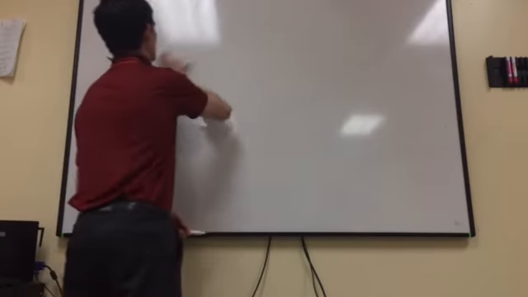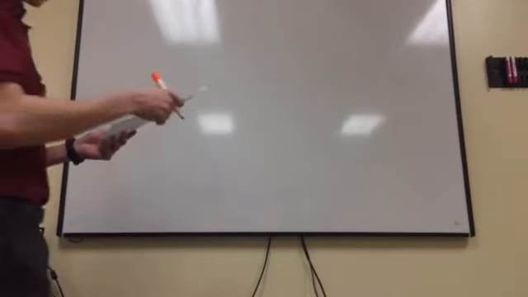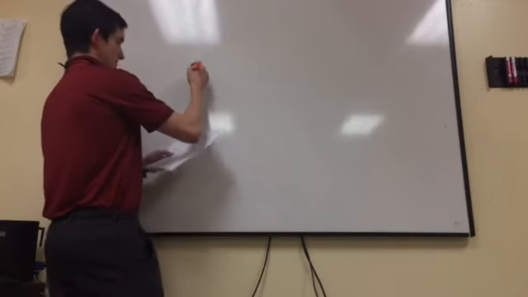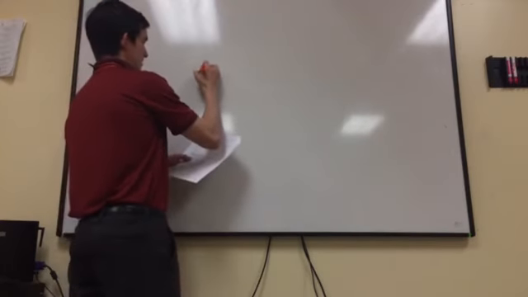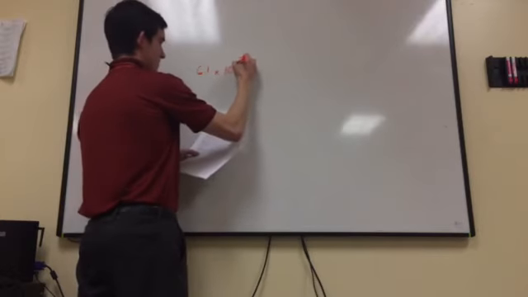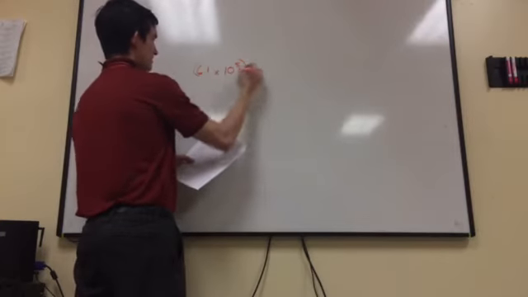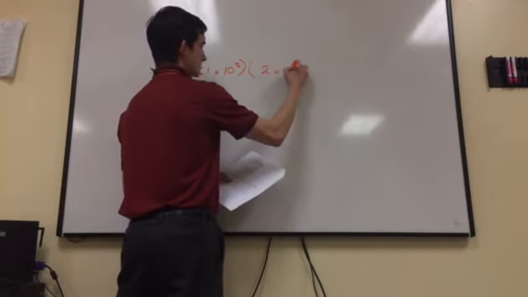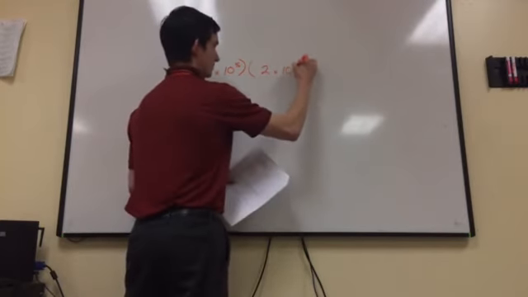Continuing on. The tougher type of scientific notation problems, which actually really aren't tough at all, is something like number 13, which is 6.1 times 10 to the 5th. And this is where we start mixing in everything we've learned. 2 times 10 to the 5th.